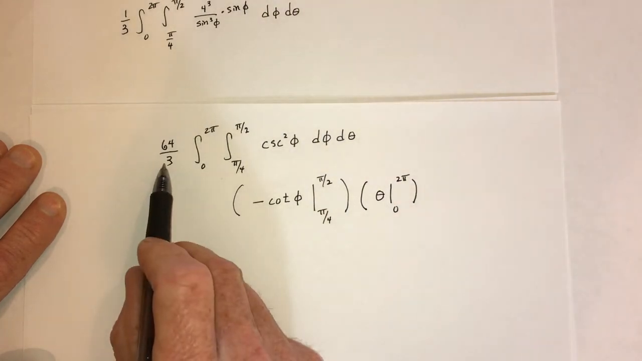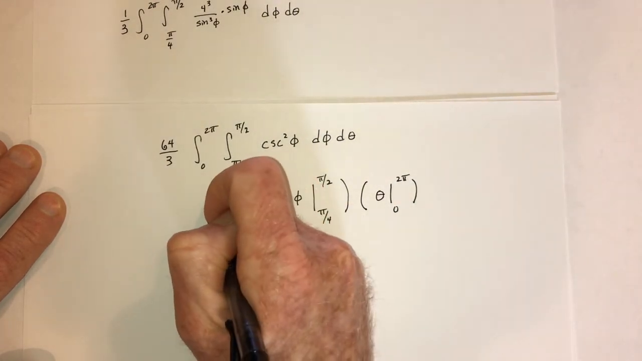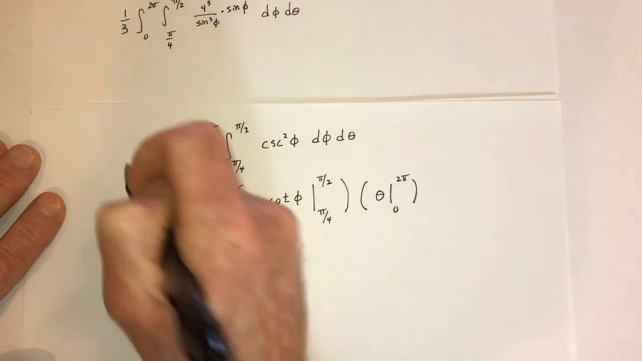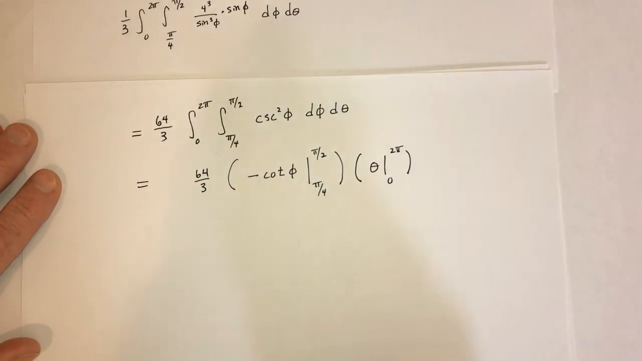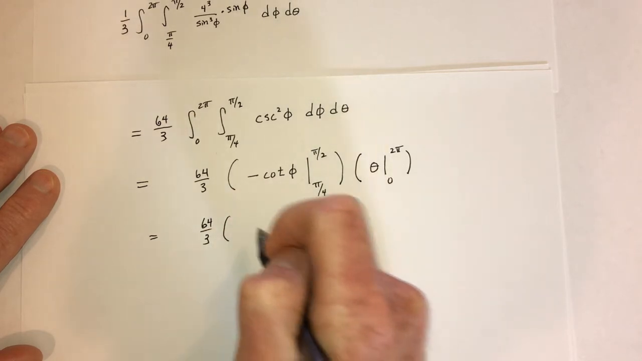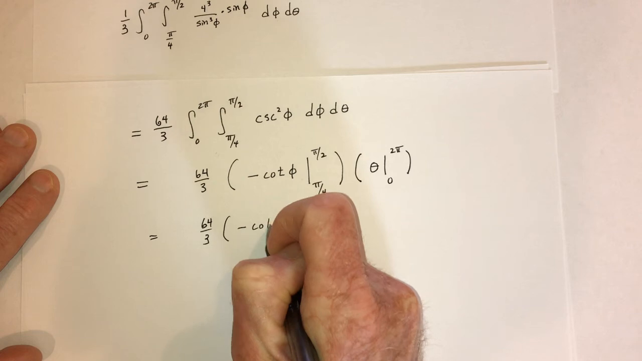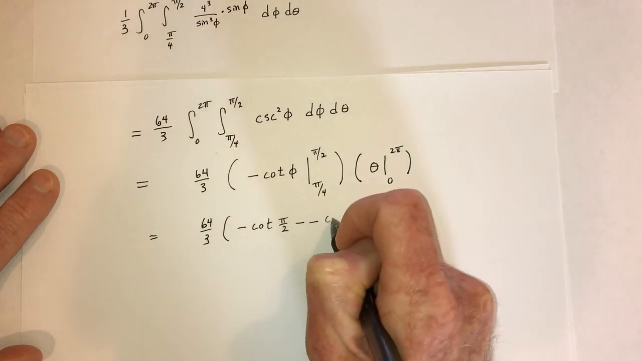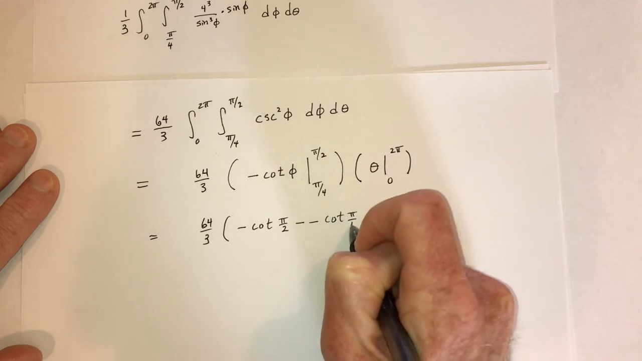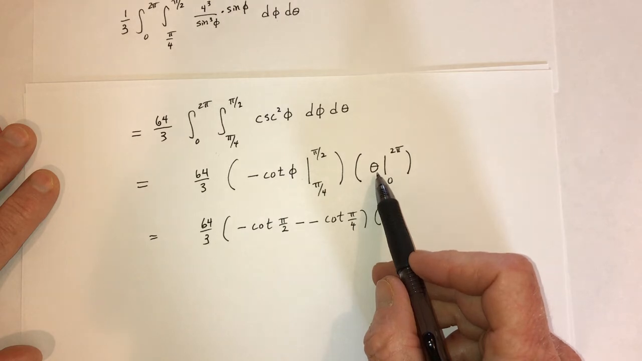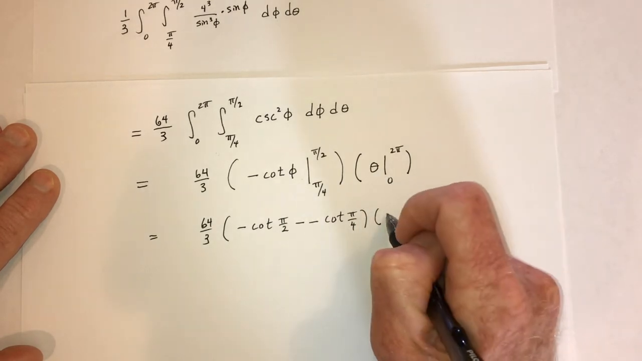And then don't forget about this 64 over 3. So it's going to be 64 over 3, and then negative cotangent of pi over 2 minus negative cotangent of pi over 4. And then this will just be 2 pi minus 0, so that's just going to be 2 pi.